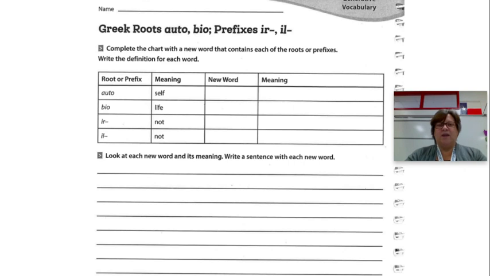Same thing for bio. Find a new word that has bio in it and write the meaning down. Same thing with the prefix IR. Write a word using IR, one that we haven't used in this video, and then write the meaning down. And then use the prefix IL. Think of a word or look up a word, write it down, and write the meaning.